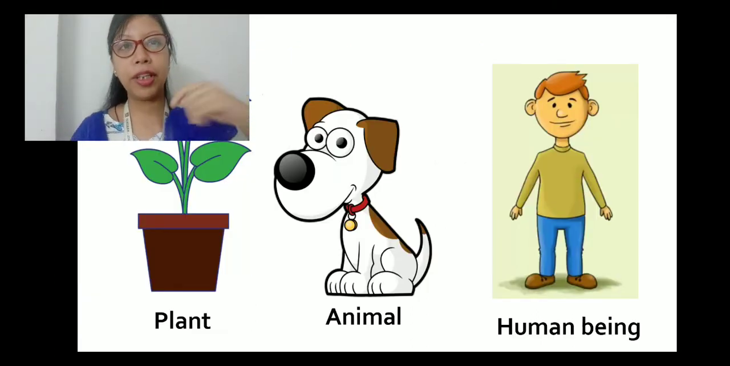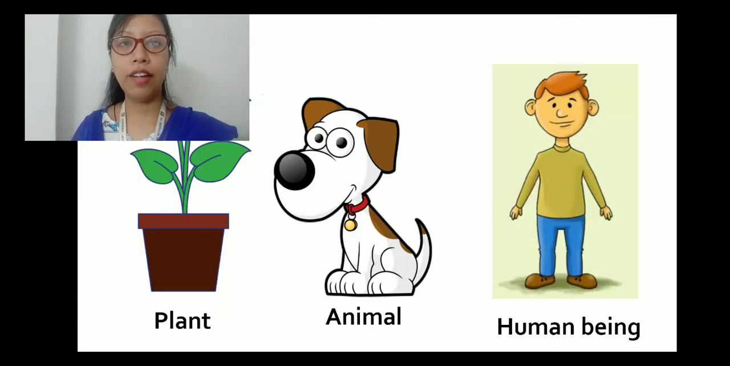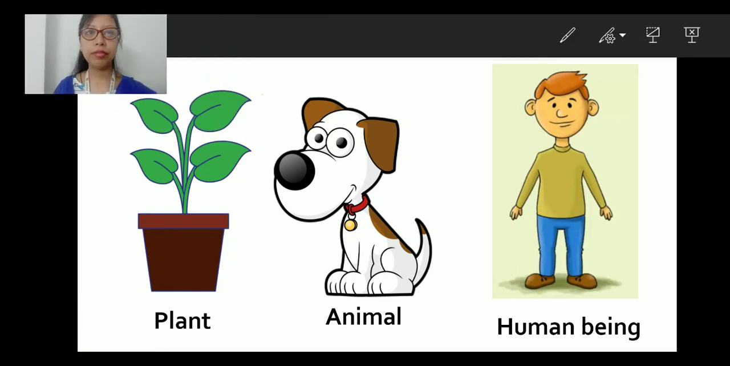Okay, now here is a picture. I have put three pictures here: a plant, an animal, and a human being. Look at the pictures on your screen. Now plant, animal, and human being, do they look similar? How are their body parts? Do they look similar and the same? No, right? The plant has different parts. Its structure is different. The shape is different. The animal shape is different, and the human being shape is also different.